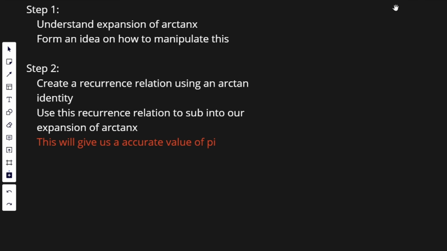So let's get an idea of what we're going to do. We're first going to understand the expansion of arctan. That's the Taylor expansion of arctan. We're then going to form an idea on how we can manipulate this to find a good approximation of pi.